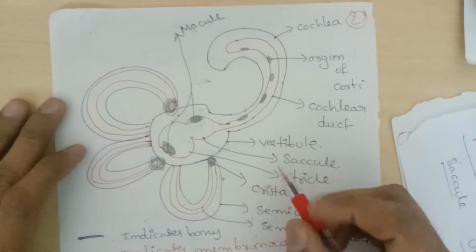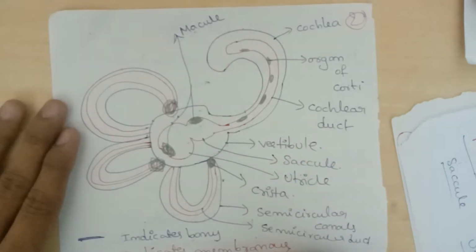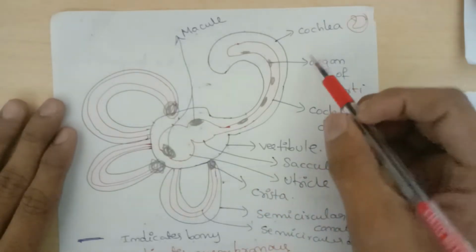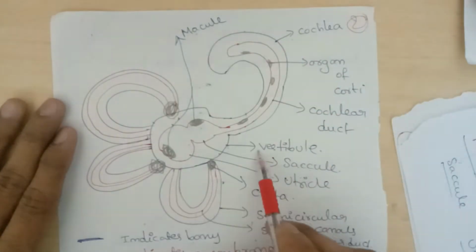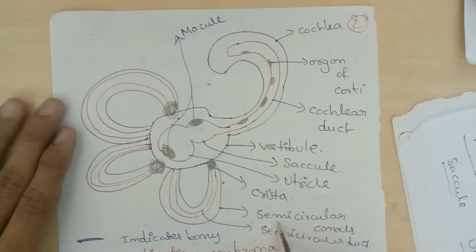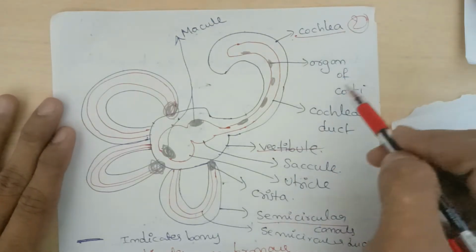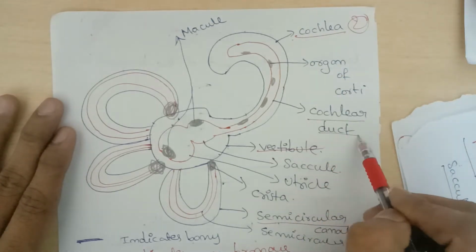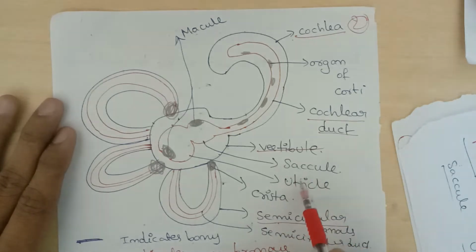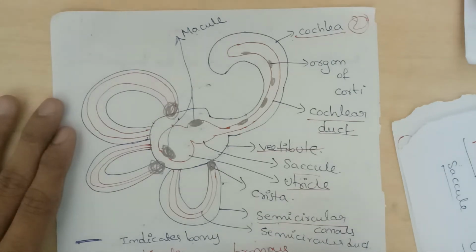Now I have only discussed these parts. Once again I will show them in the picture. Please see this picture. This is the cochlea, this is the vestibule and these are the semicircular canals. I told you that these three parts are the bony part of the internal ear, that is the bony labyrinth. The respective membranous part: the cochlea contains the cochlear duct. The vestibule contains two parts, one is the saccule, another is the utricle. And the semicircular canals contain the semicircular duct, the membranous part of the semicircular canals.